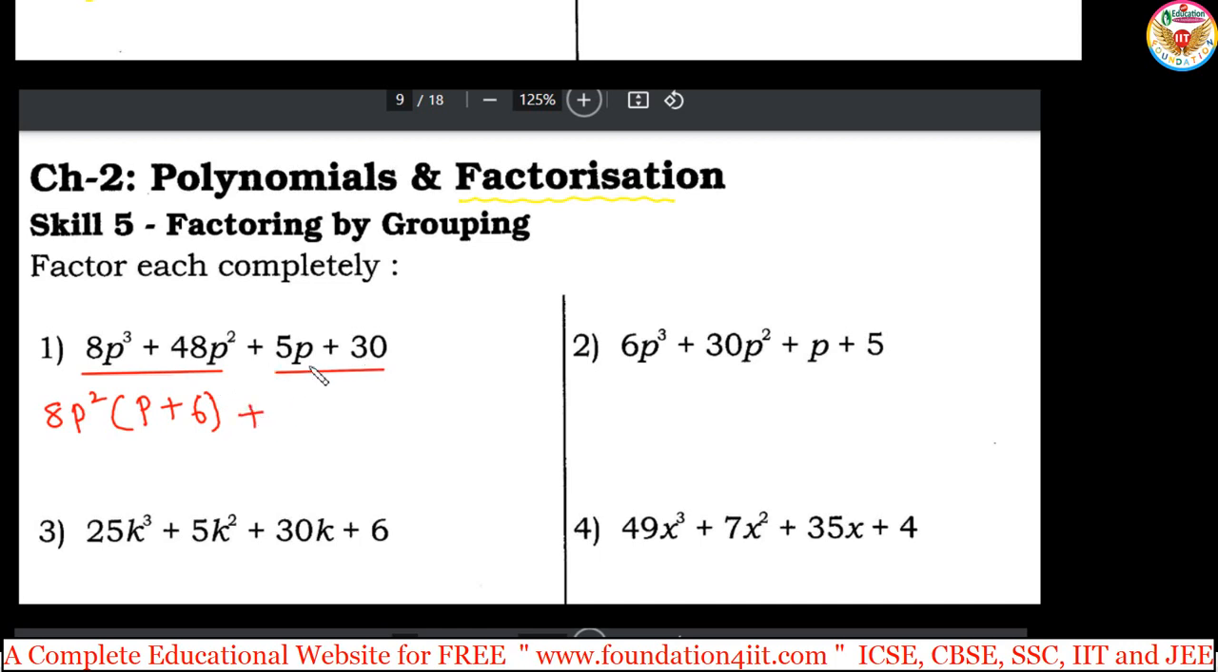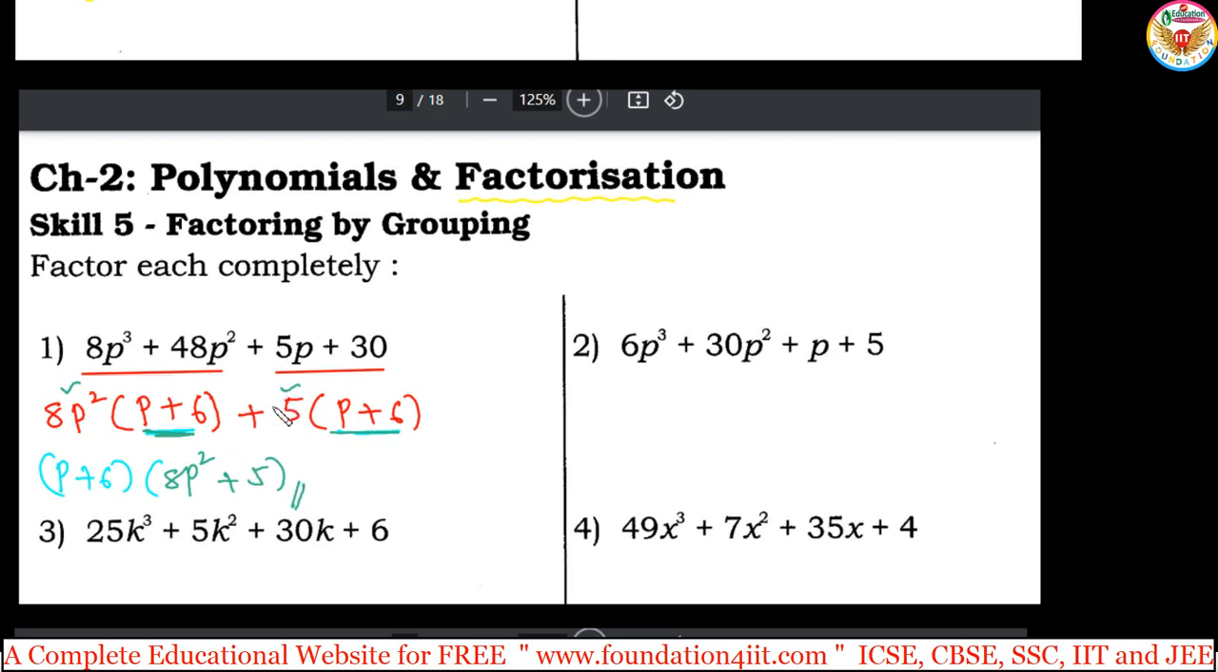Plus. Next two terms, highest common is 5. So p plus 6. From 5p plus 30, if you take 5 common, we get p plus 6. So when you take common, you should get the same expression in the bracket. Then only we can take the next step, this p plus 6 as the common. Now 8p square is here, plus 5 is here. We take p plus 6 common, then 8p square plus 5 is the remaining. So this is the factoring.